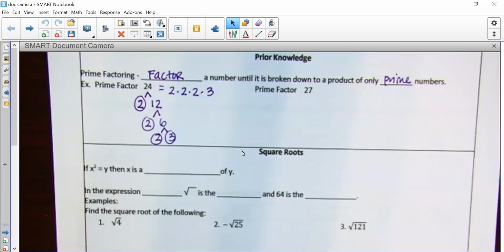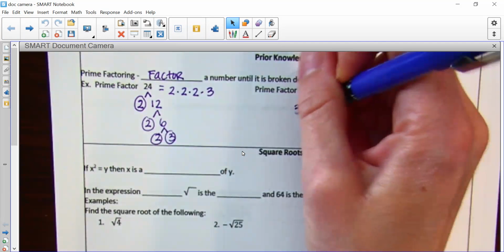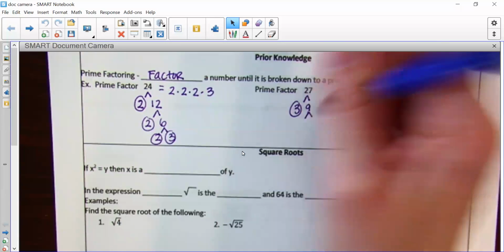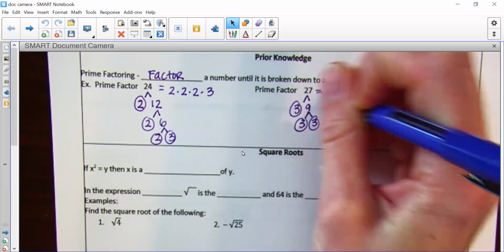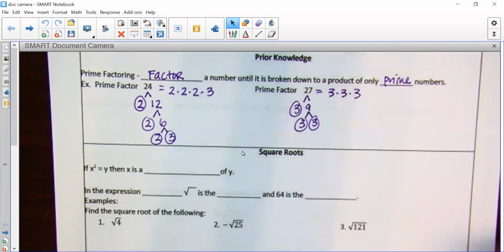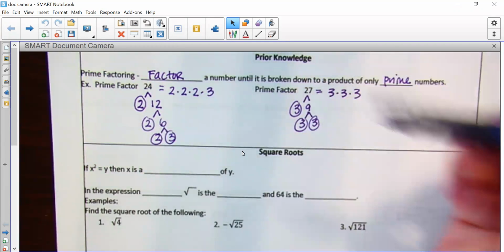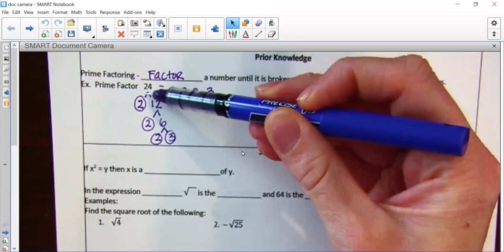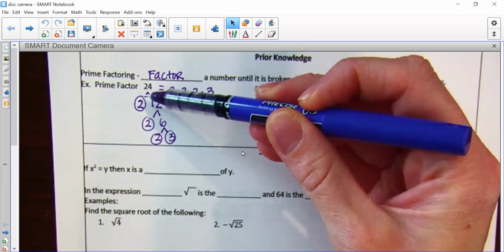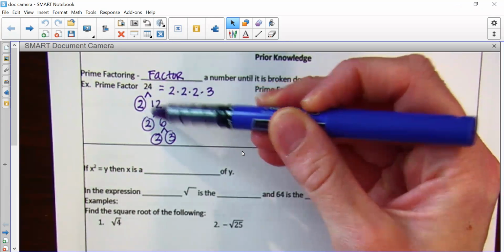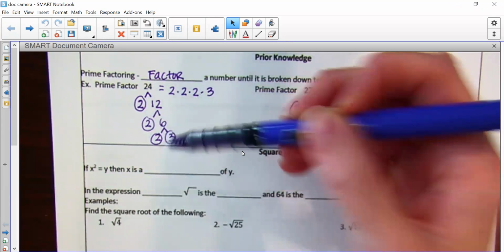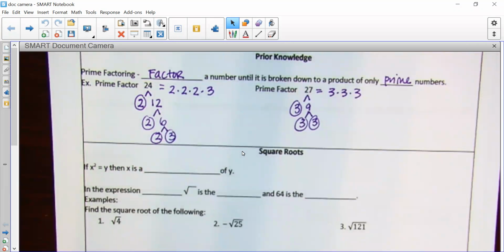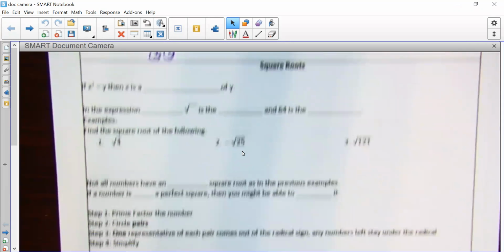So let's factor 27. I know that multiplies to 3 and 9, and then 9 can break down once more into 3 times 3. So 27 can be rewritten as 3 times 3 times 3. I tend to be in the habit of starting by seeing if I can get any 2s out of my number. If I can, I take those out until I can't take any more 2s, and then I look for 3s. So you'll get into a pattern or a habit when you do this.